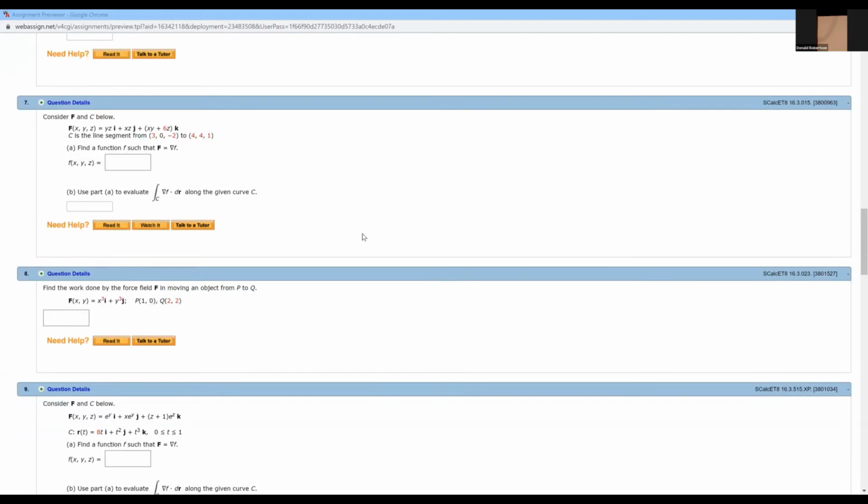Oh, there's a good one. Question 7. I'll write that down. So our vector function is in 3D. It's yz, then it's xz, and I think the other, oh, I'm wrong. I thought I knew what the last term was going to be based on symmetry, but it isn't. It's xy plus 6z.